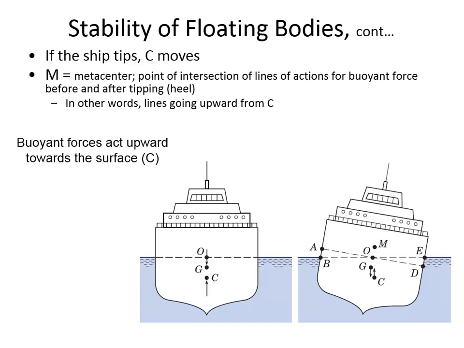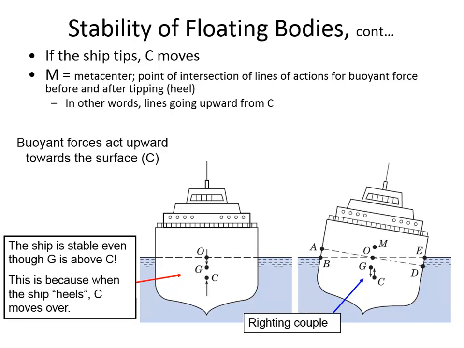Now here's another term, M. We haven't had M as a variable yet, and M stands for metacenter. What M is, if C shifts, it points towards M. It's sort of like a central location where the center of buoyancy is constantly pushing towards. So if you tipped this over even more, then C would shift further to the right, but it would be pointing towards M. M is the metacenter. It's the location that all of the buoyant forces point towards.